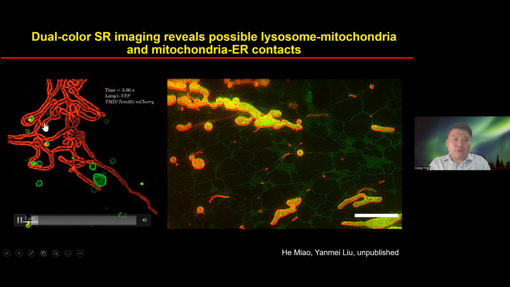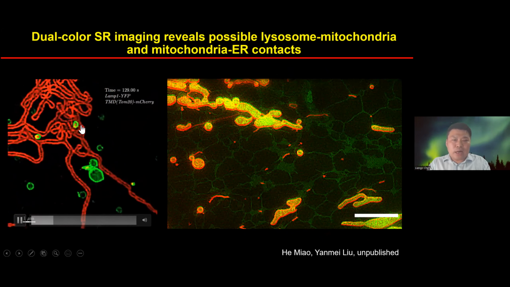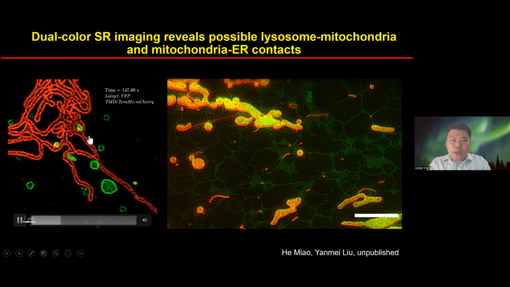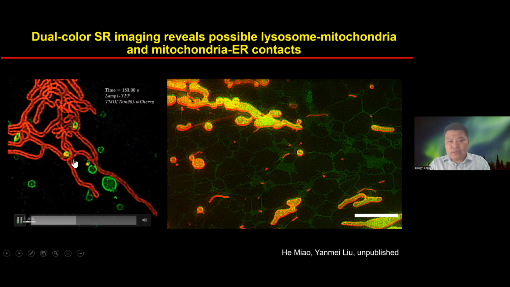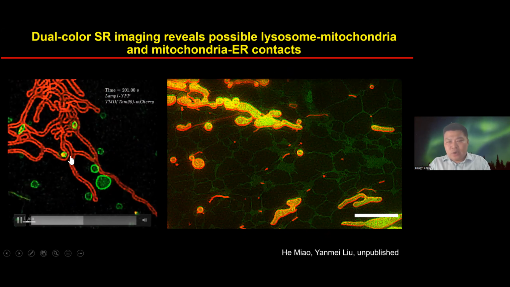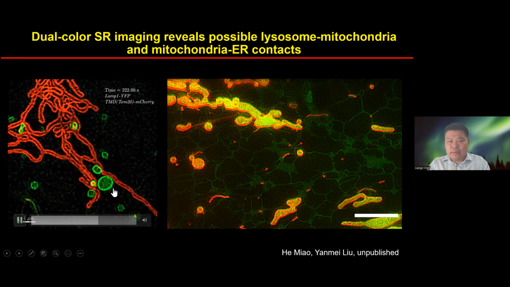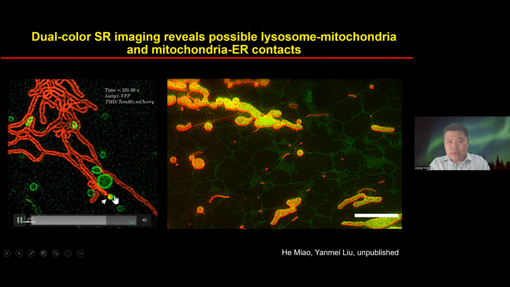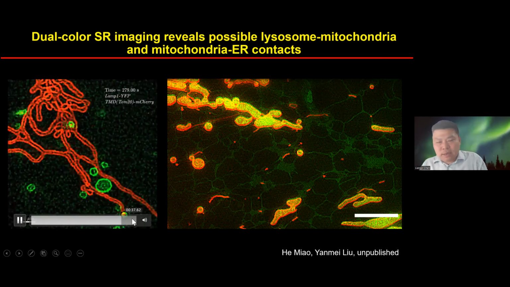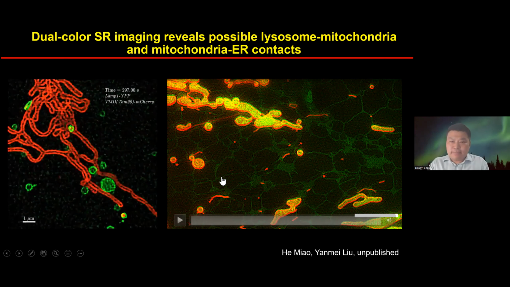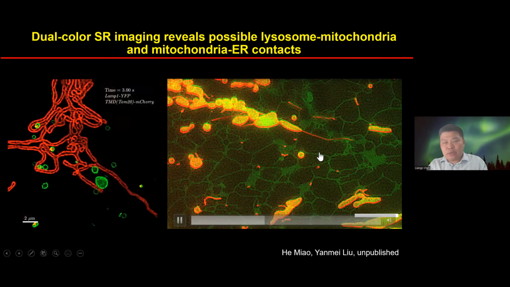And also we can see, for example, how this green LAMP1 structure contacts the red mitochondrial structure here. And in the end, if you look closely, it will take a piece of the TOM20 within the lysosome and go away, okay? And in the end, within the lumen of the lysosome, you see this red TOM20, okay? And also we can see how mitochondria contact the ER-like structure.